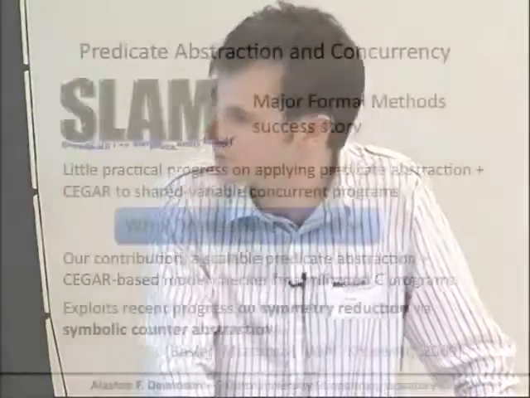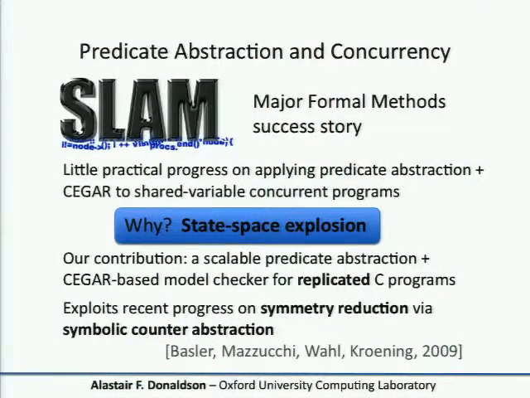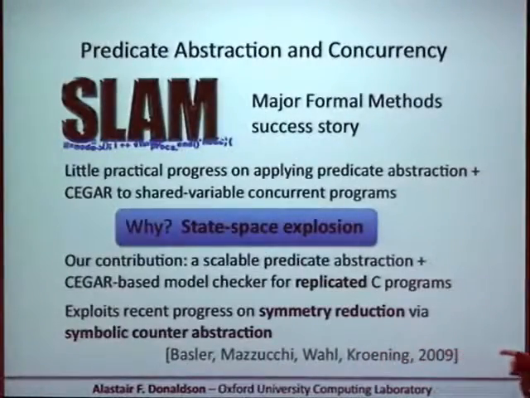And we achieve scalability by exploiting the replicated structure of these programs using symmetry reduction, and in particular, building on recent work by my collaborators, Thomas Wahl and Daniel Kroening, and also Gerard Basler, who was an intern here some years ago, on doing symmetry reduction for symbolic model checking using a technique called symbolic counter abstraction. So I'm not going to tell you about symbolic counter abstraction during this presentation, but that's the technology that makes this work as well as the novel abstraction technique that I'll show you.